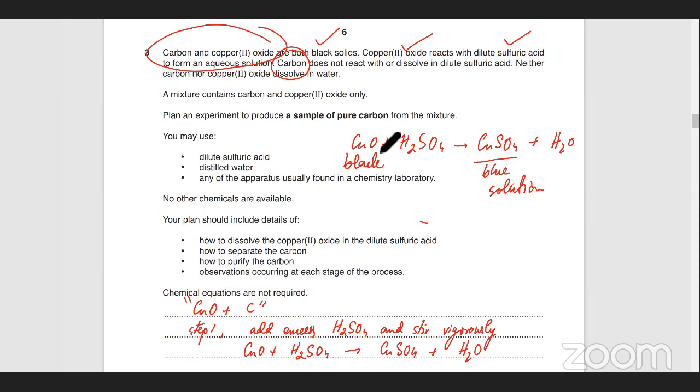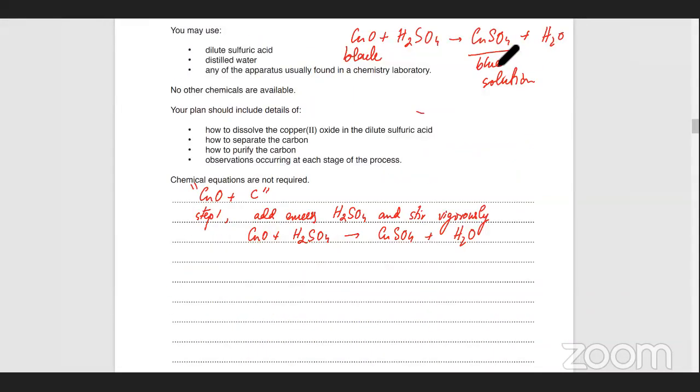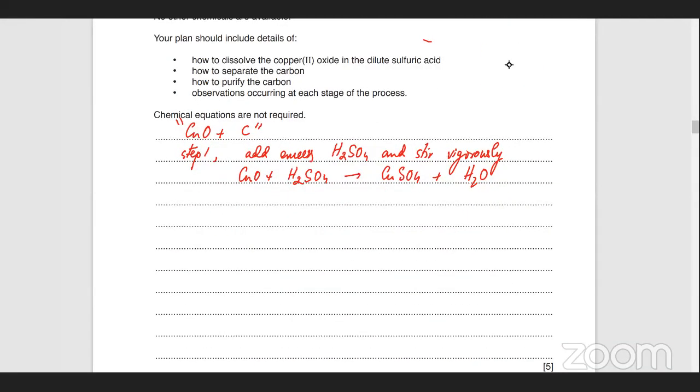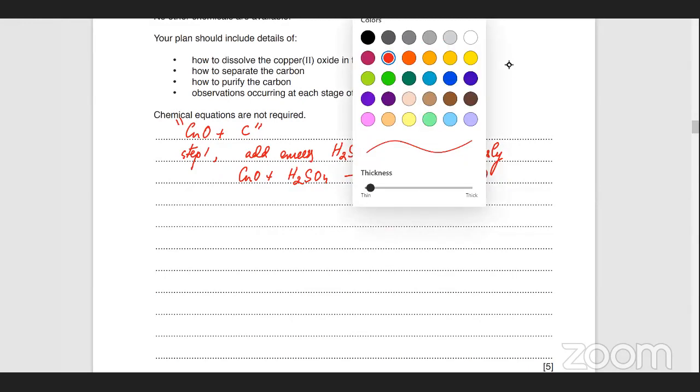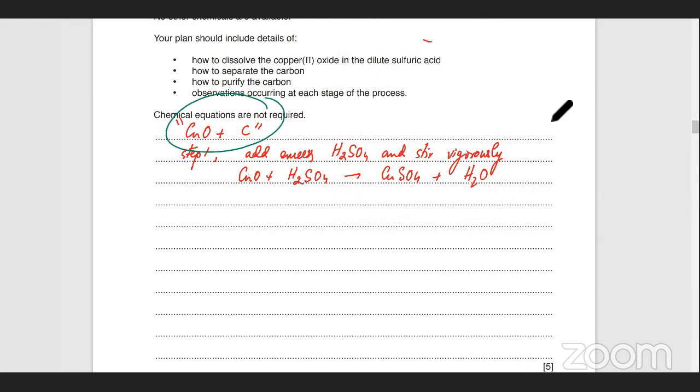वो मैंने equation भी लिख दी थी कि copper oxide जो है ना वो sulfuric acid के साथ react करता है and carbon does not react or dissolve in sulfuric acid. तो अलग करना है ना, so the way you're going to do that is कि इस पूरी चीज को ना, this entire thing, add sulfuric acid and stir vigorously.